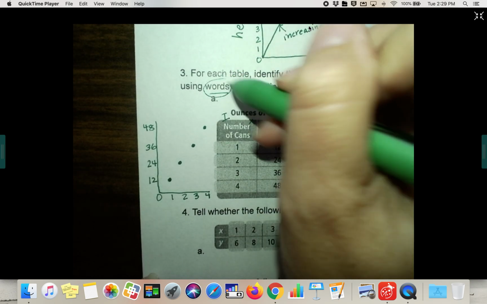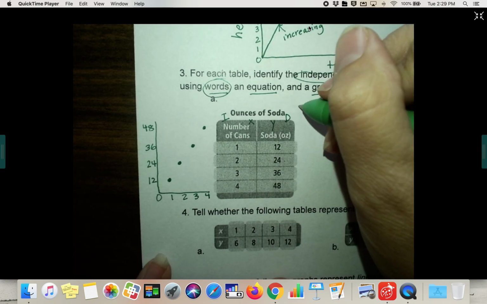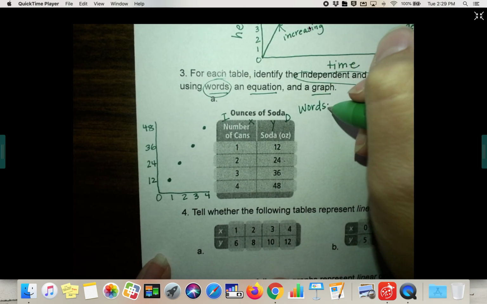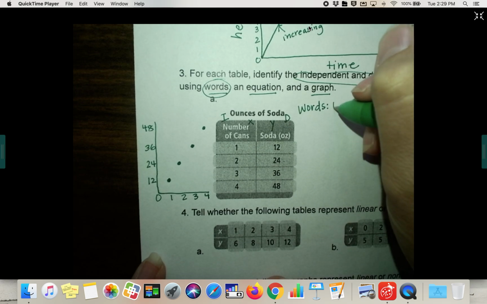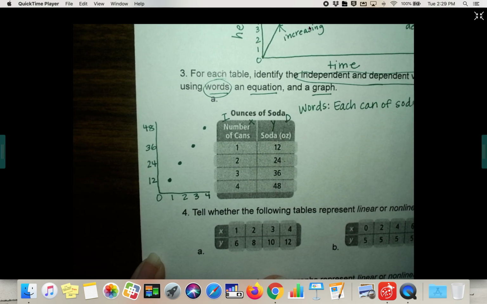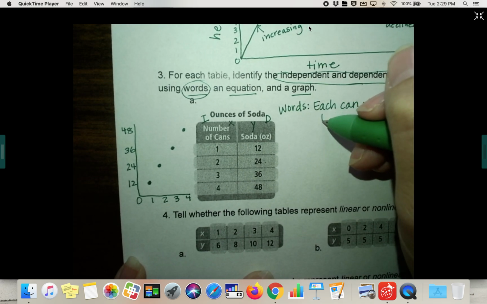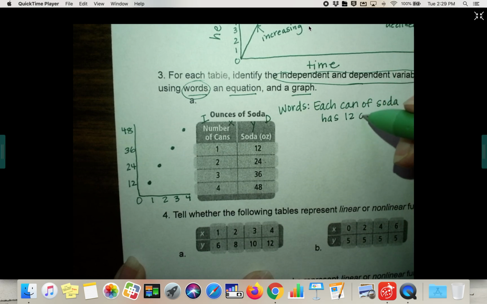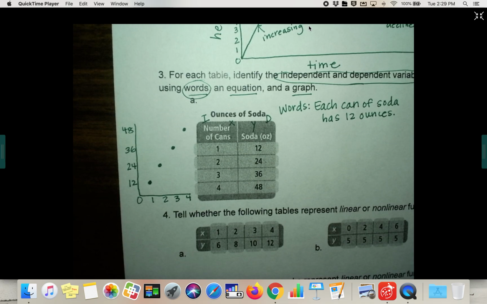So when I say, what is it in words? My words would be each can of soda has 12 ounces. So every new can of soda will have 12 more ounces.